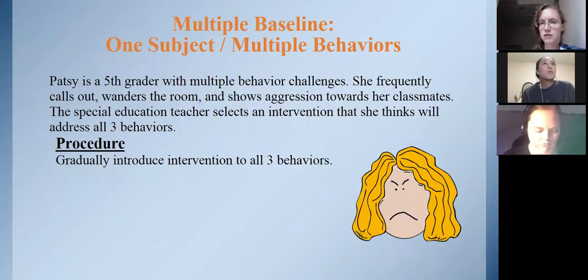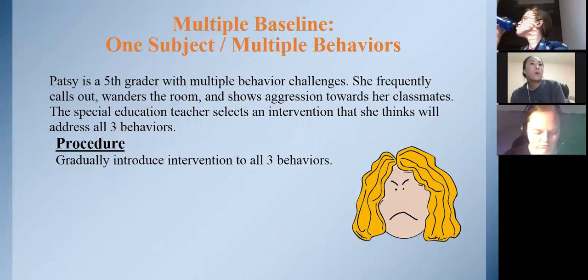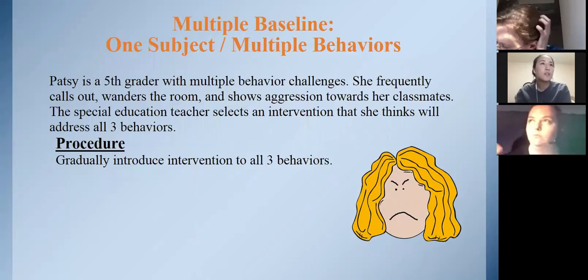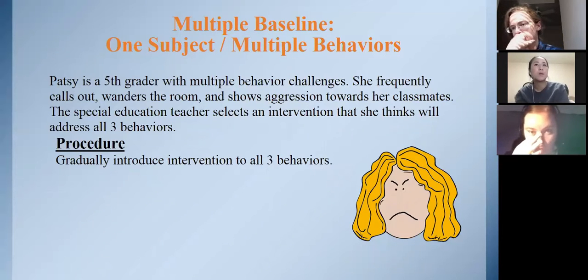Multiple baseline, one subject, multiple behaviors. Now let's look at some multiple baseline examples. First, we'll look at the one subject, multiple behaviors design. This design is appropriate when you want to target multiple related behaviors in a single student. The chosen intervention has to be appropriate for all of the target behaviors for this design to be valid.